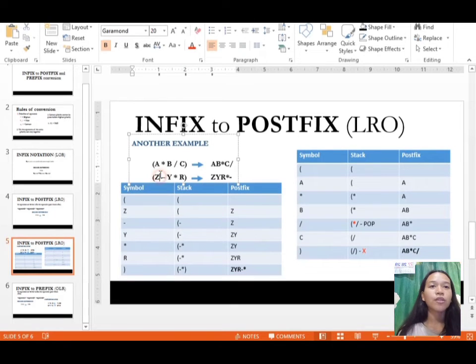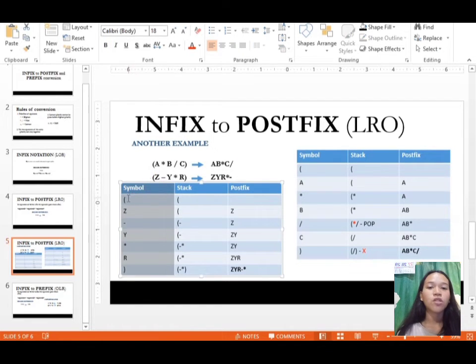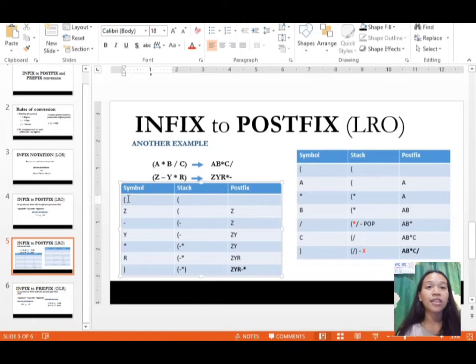Z minus Y times R. So, this is the postfix conversion. Same process. Mag-start ta puntan sa open parenthesis. Then, it is an operator. Then, we will put it sa stack. And then, symbol, letter Z. I-add na to siya sa postfix since it's an operand. Then, minus. Ibutang na to siya sa stack.